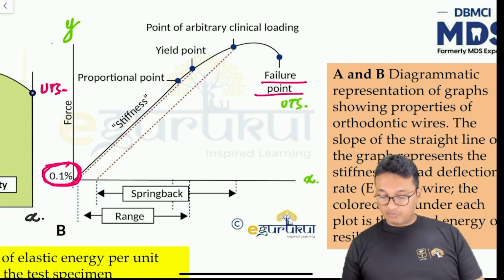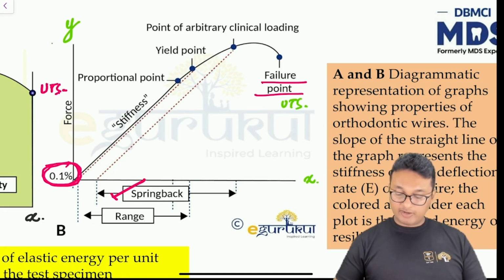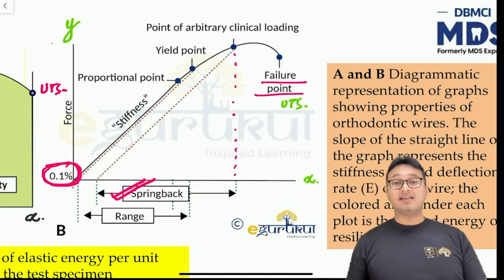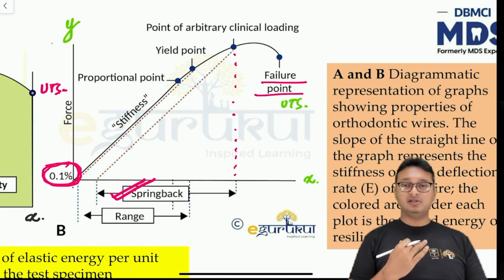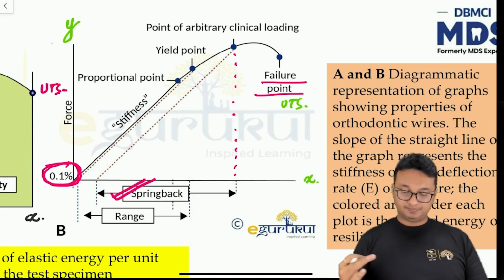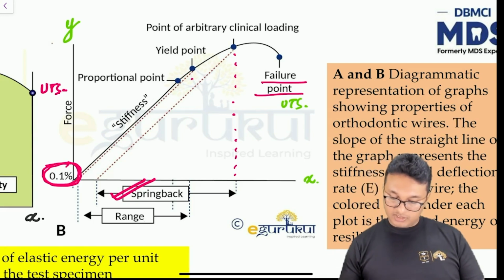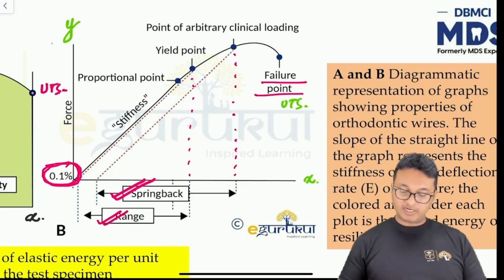Okay. So what is spring back? Spring back is, according to this graph, the point till when you can expect some spring back. That means the wire is going to come back to its original configuration. And range, what is called range? Range is till the yield point. Range is till the yield point.